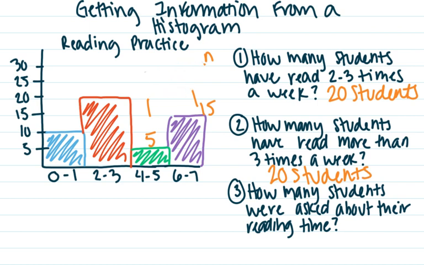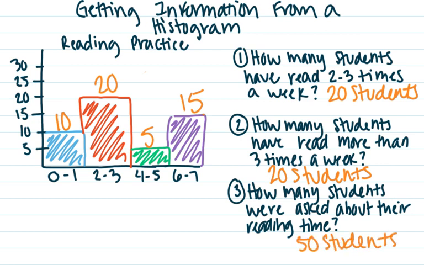Let's see, what's the next question? How many students were asked about their reading times? So this is where we get to add up all of the columns to see how many people were asked. So we have 10, 20, 5, and then 15. So 20 plus 10 is 30, 30 plus 5 is 35, and 35 plus 15 is going to be 50. So they asked 50 students. And so those are just some examples of questions that they could ask you about a histogram.